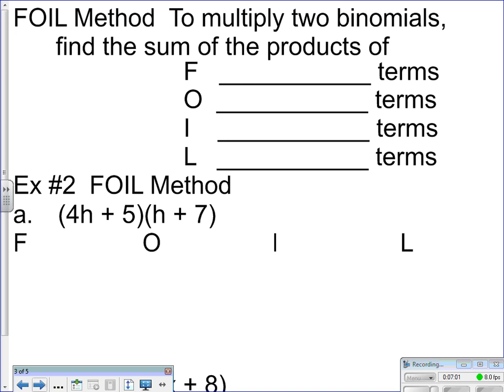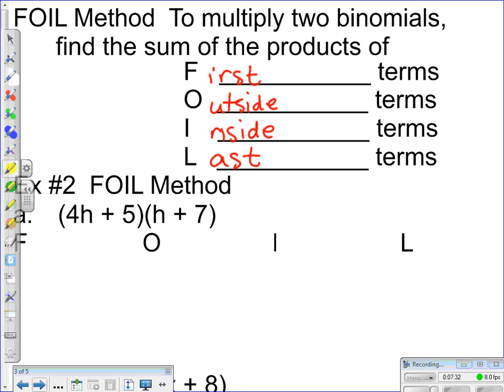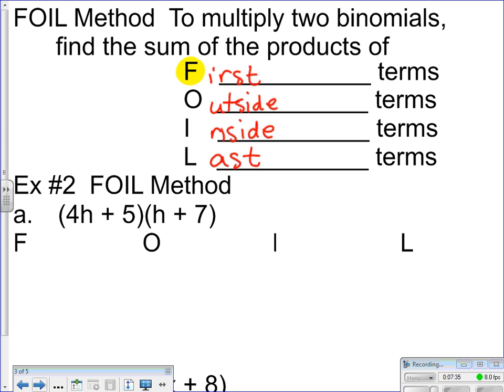The F stands for first. The O stands for outside. Inside for I. And last is the L. So what this means is, in order to do FOIL in the example that we have here, number 2, we look for the first term of each parenthesis. So the F, the first, will be the first term of each parenthesis.